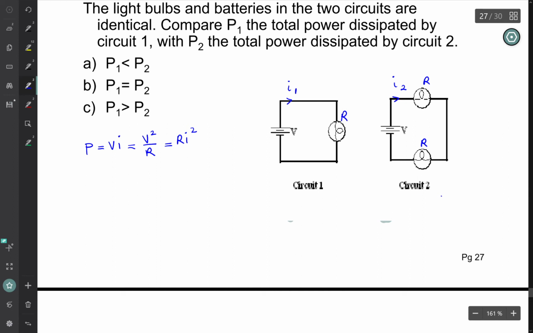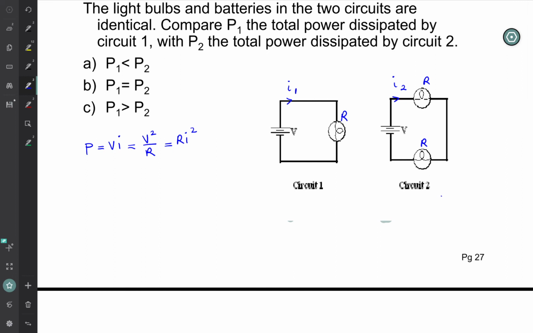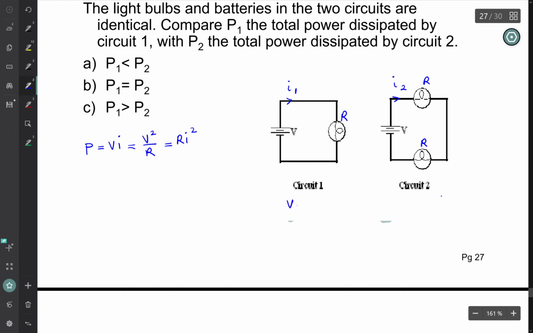If I look at the total resistance of circuit 1, the total resistance is R because I only have one light bulb. And if I write the equation, the total voltage equals the total resistance times the current I1, and I isolate for I1, you will see that I1 equals V over R.